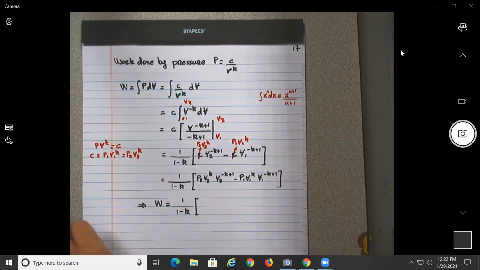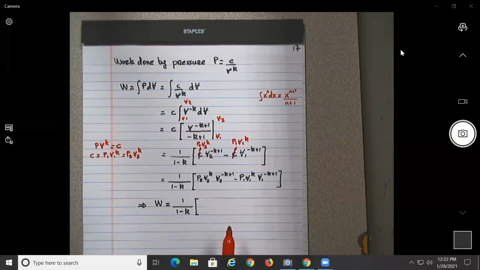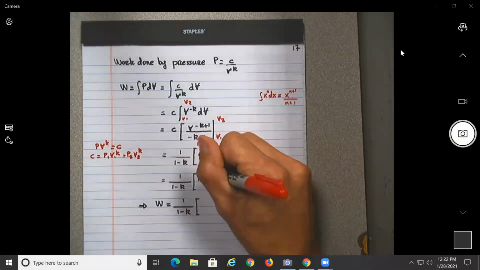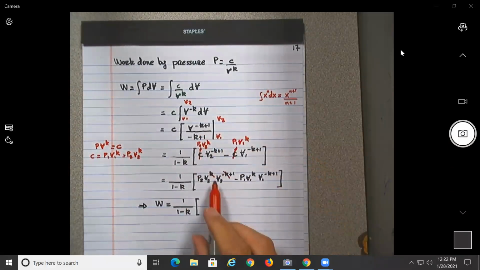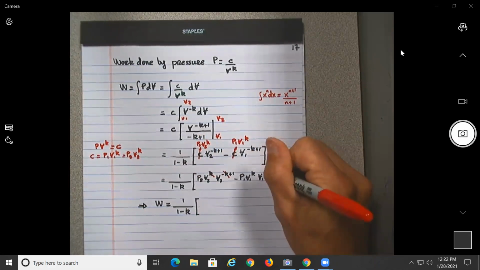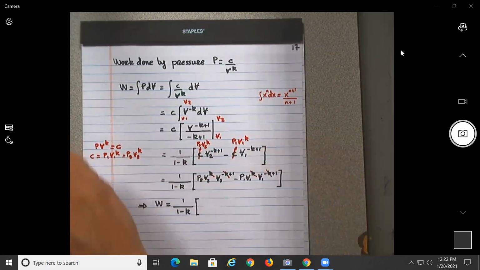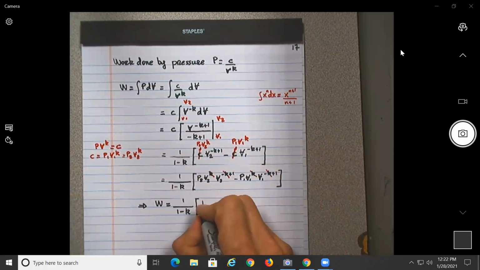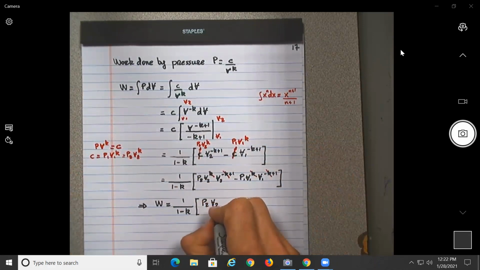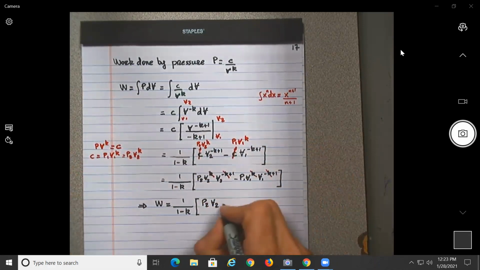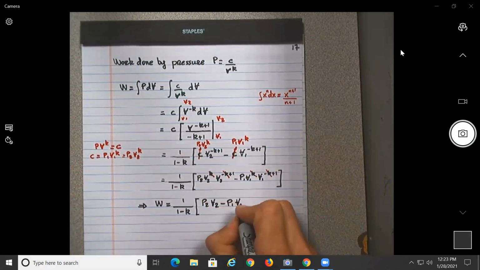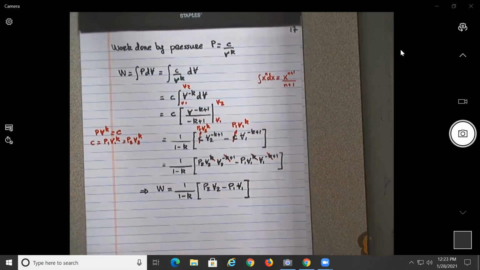So at the end, what's going to happen is that this term here, minus K, is going to cancel with the K, no? This minus K is going to cancel with this K, and we're going to be left over with P2 V2 minus P1 V1.